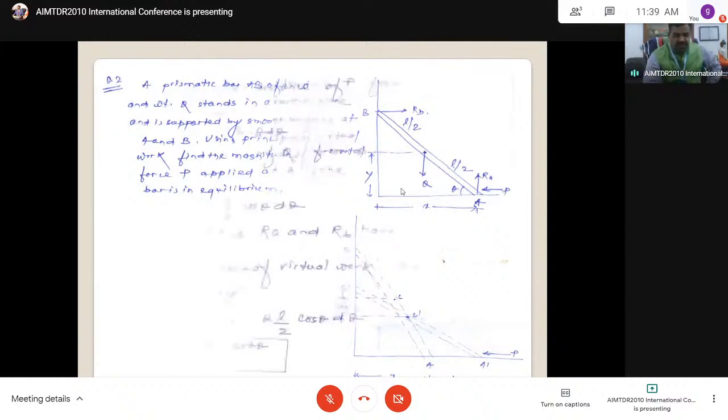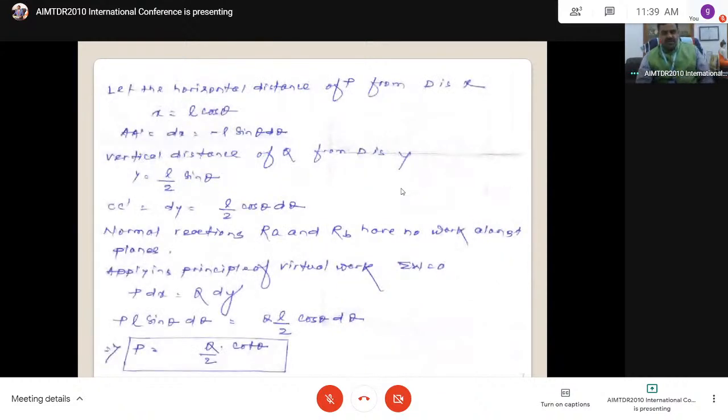Now if you consider that, this is equation C. x is equal to L cos theta and y is equal to L by 2 sin theta. Let the horizontal P from D be x is equal to L cos theta. Then dx, the virtual displacement, is cos theta becomes minus sin theta d theta, times L. Similarly, the vertical displacement y is L by 2 sin theta. The virtual displacement is L by 2 cos theta d theta. The normal reactions at the 2 points, Ra and Rb, have no work along the planes.